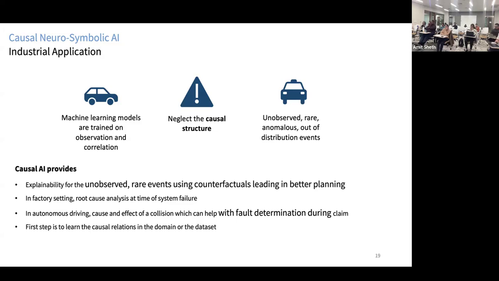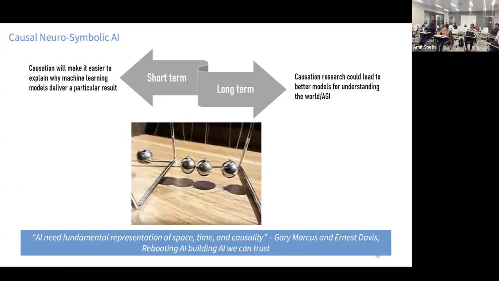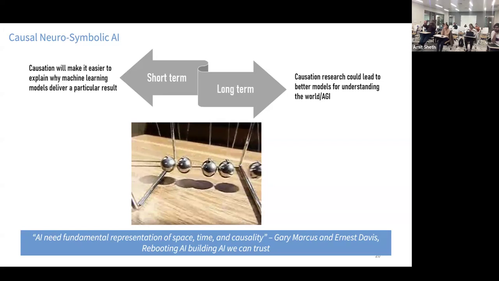But the first step in doing all of these things is to learn causal relations in the domain and the data. We can do all of these great things, but the very first basic concept is how do we learn what these relations are in the data or in the world around us or in any domain that we want to deal with. So this is a quote which I really like by Gary Marcus, where he says AI needs fundamental representation of space, time, and causality. So to actually develop AGI, artificial general intelligence systems, we need these fundamental representations about learning what space is, how things change by time, and the effect or these relations or the explanation of causality.